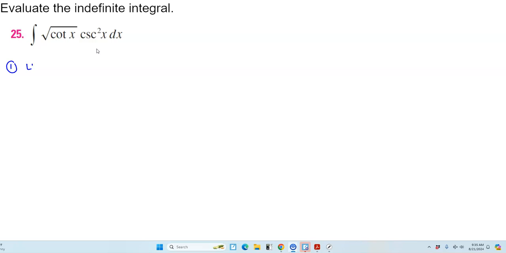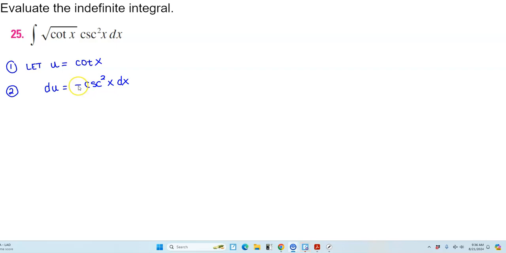So in this case here, we're going to let u equal the cotangent of x. Okay, so now we want to take the derivative of both sides with respect to x. So recall, what is the derivative of the cotangent of x? Well, if you recall, the derivative of the cotangent of x is negative cosecant squared x dx.